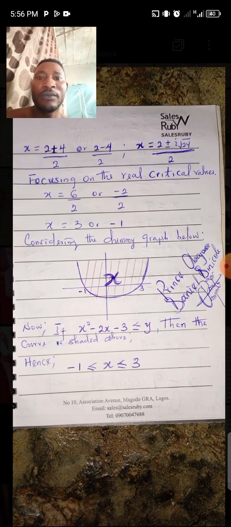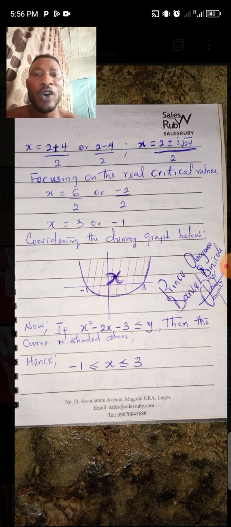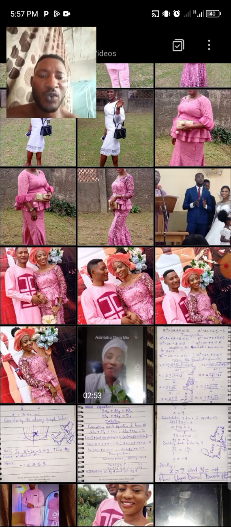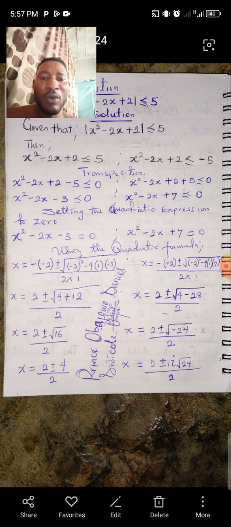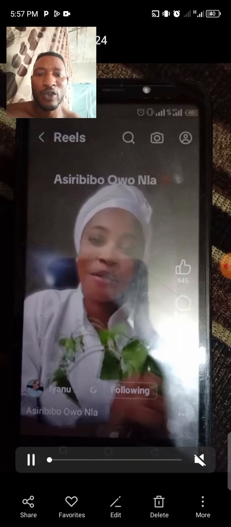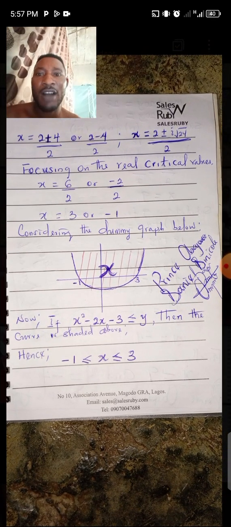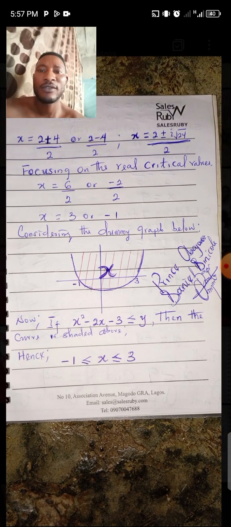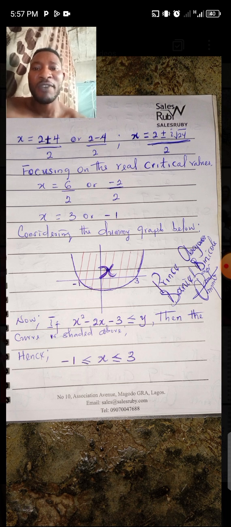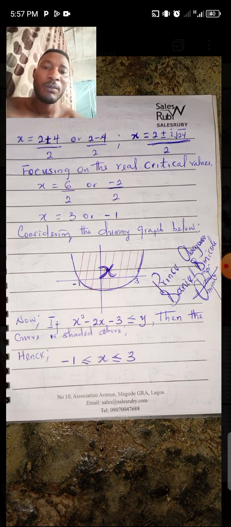So at this point, our bone of contention now is to actually focus on the real roots in this case. Focusing on the real roots means we are going to leave the one with the imaginary sign. And that means we're going to take the first one. So taking the first one, we are going to have x equals 2 plus or minus 4, or x equals 2 plus 4 all over 2, or 2 minus 4 all over 2. Are you following through? On that note, simplifying that part, we are going to have x equals 6 over 2, or minus 2 all over 2. Hence, x equals 3 or minus 1.